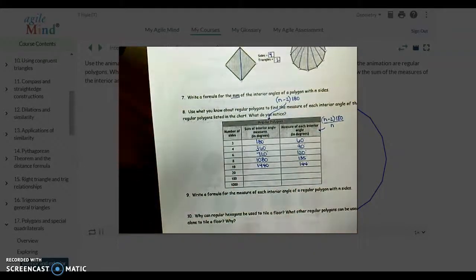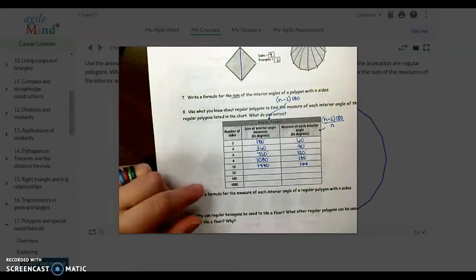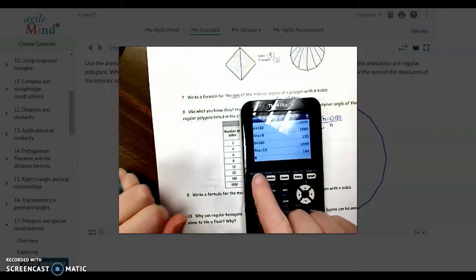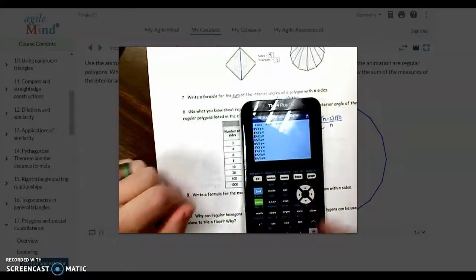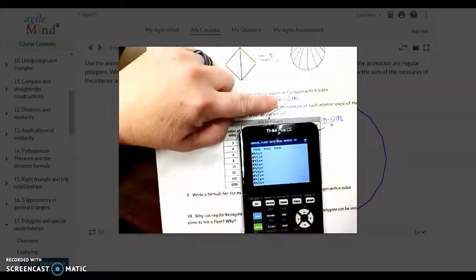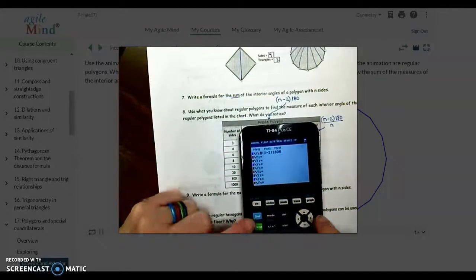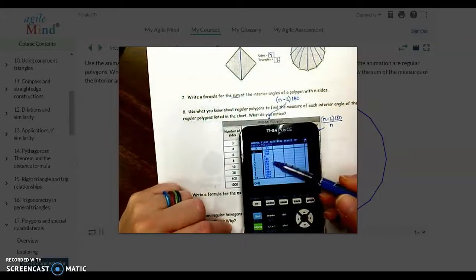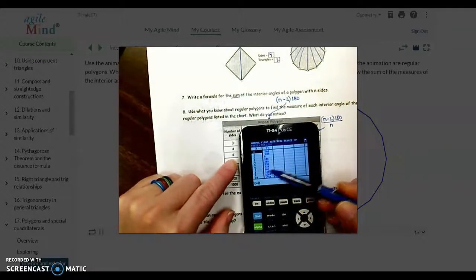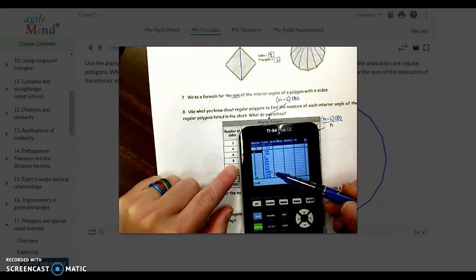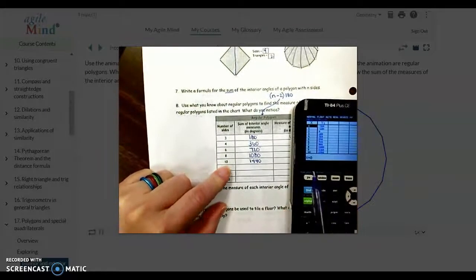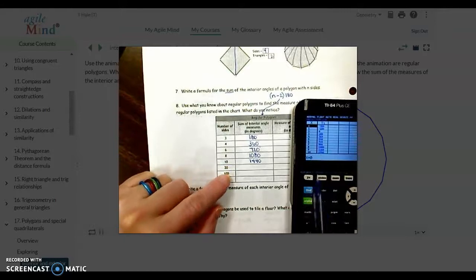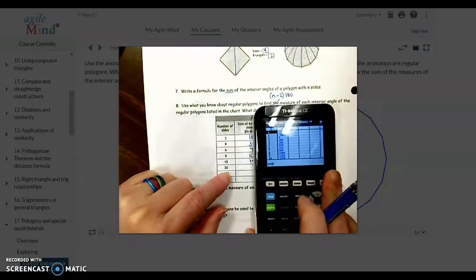Now that we have done pretty much all of these, I want to show you a way that you could use your calculator and make this a little bit even faster. You could go to your y equals, clear out anything that you have there, type in your formula. So inside parentheses, I'm going to use x instead of n, but it's the same thing. x minus 2 times 180. And then I can look at my table, and it shows me for a 3-sided figure, that's 180. 4-sided, it's 360. 6-sided, 720. 8-sided, 1080. Do you see how much faster that is? There's 10-sided at 1440.